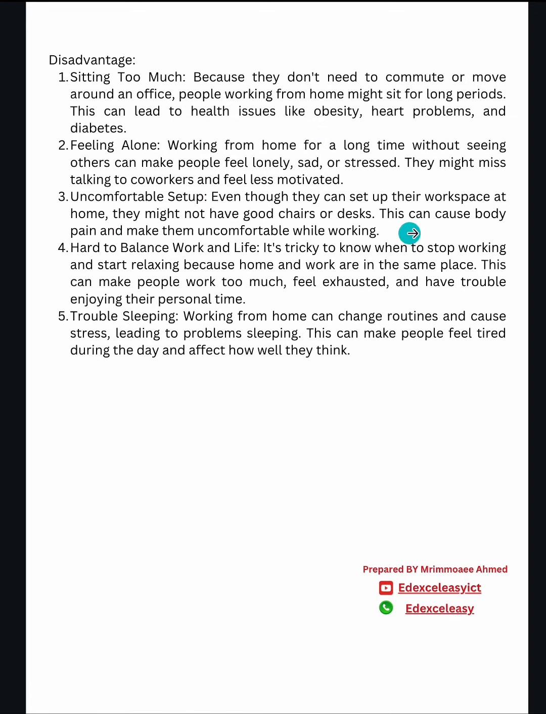Sometimes it can be an uncomfortable setup with the chair and desk, because most of the people at home are not that ergonomic, meaning the right type of chair or table is not there. So it can give them some back pain, because the chair is not that costly or supported for the work environment, similar like that.